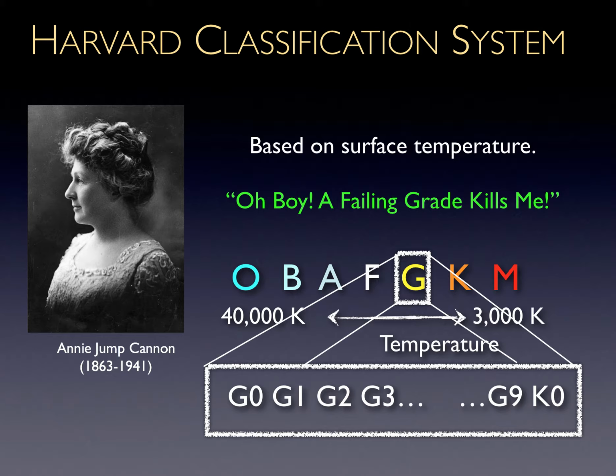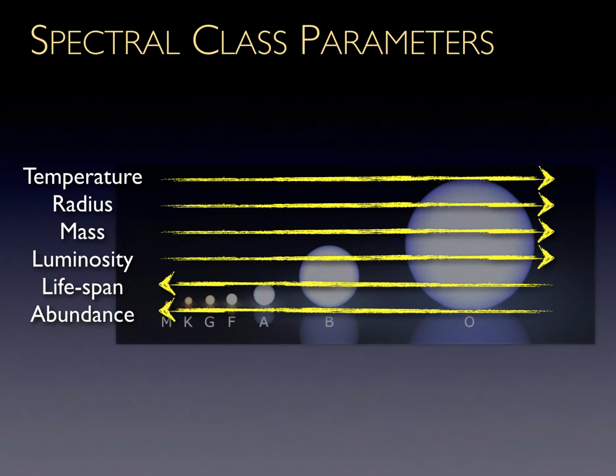This classification is further refined by specifying additional numbers, from 0 to 9, such as G0, G1, G2, etc. For a given classification letter, the higher the number, the cooler the temperature. This may take some getting used to. The Sun is a G2 star. A G7 star would have a cooler surface temperature than the Sun.